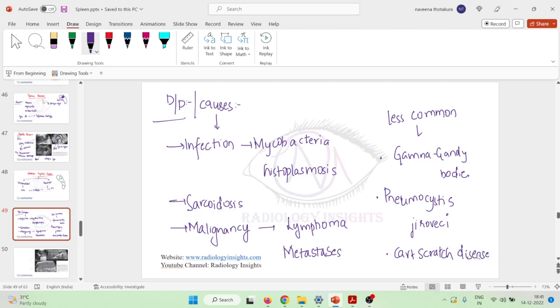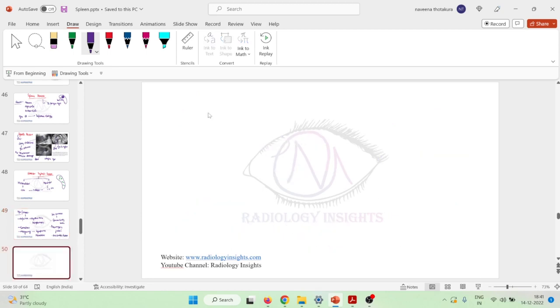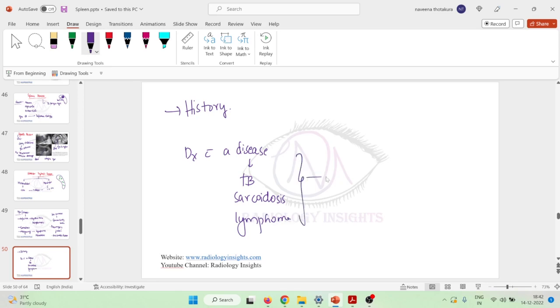So if the patient has splenic nodules, always ask for the history of the patient. Why? Because if the patient is already diagnosed with a certain disease, like tuberculosis, sarcoidosis, or lymphoma, then there is a chance that he can have nodules in the spleen. So taking history in this case is very, very important.